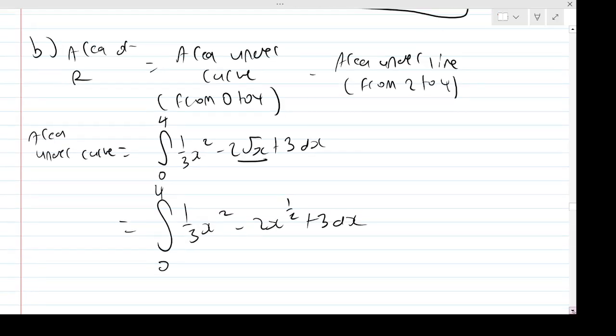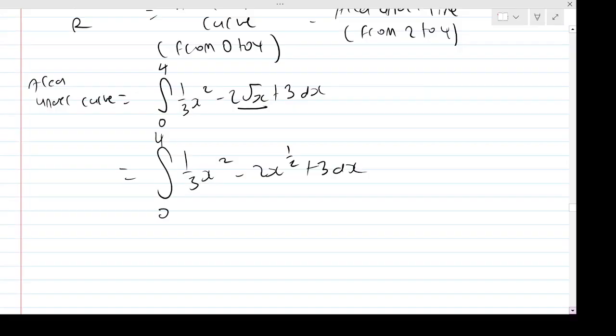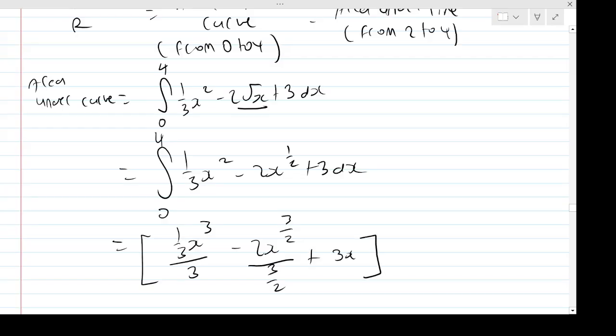So if we integrate that, a third x squared will go to a third x cubed, then divide by 3. And then 2x to a half, if we add 1 to a half, that'd be 3 over 2. Then divide by 3 over 2. And then 3 goes to 3x, between 4 and 0.